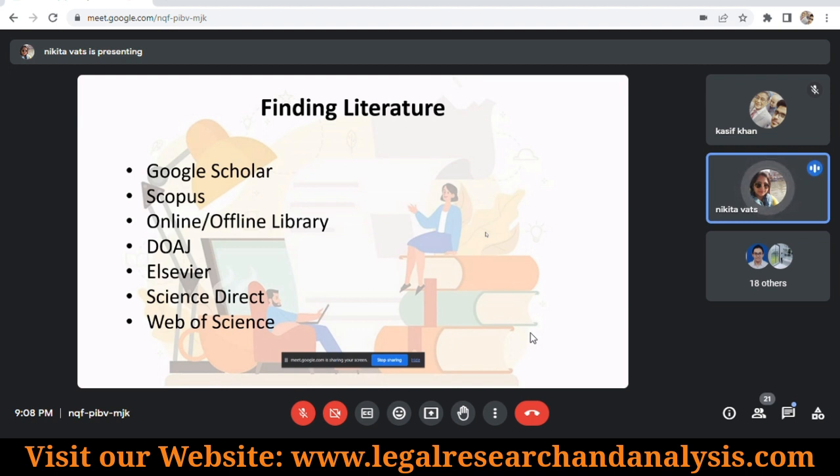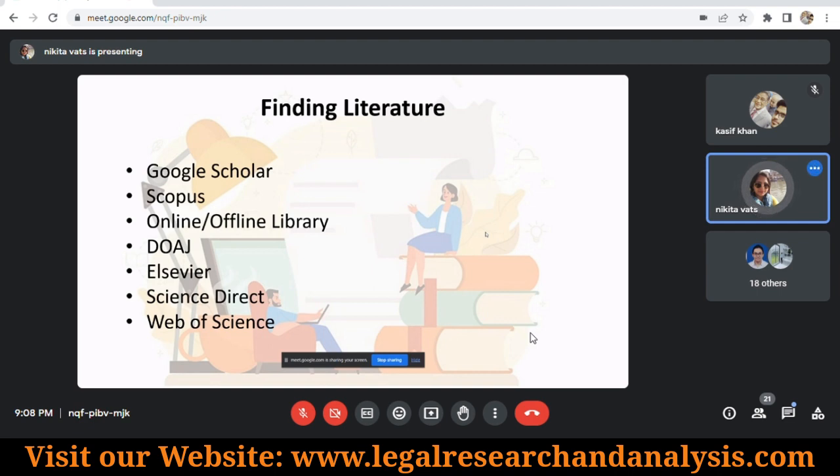Scopus is again a very good directory of all the research journals that are there. And trust me, all the journals are really good. Then there are online and offline libraries wherever you are located. Your college or university would have access to multiple libraries, online and offline both.